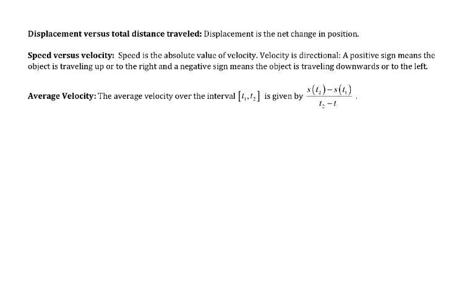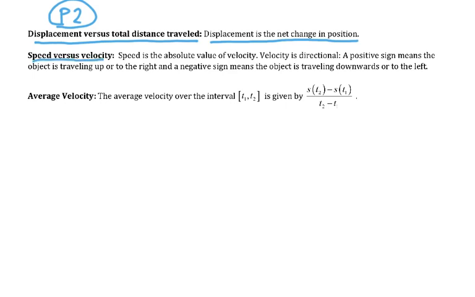Okay, so part two, we're talking about the relationship between the position function, velocity, and acceleration. So displacement versus total distance traveled. Displacement is your net change in position. It's not the total distance traveled.